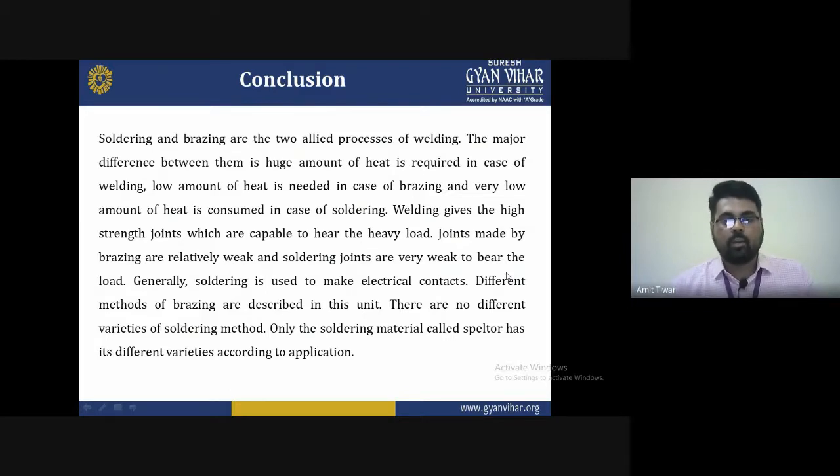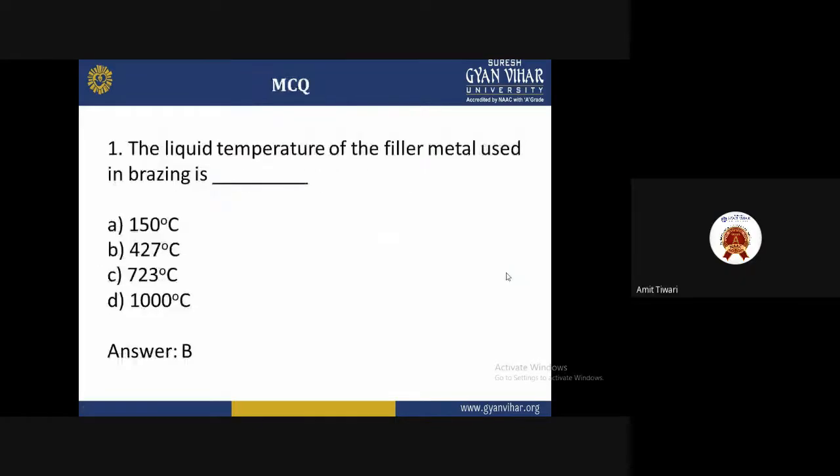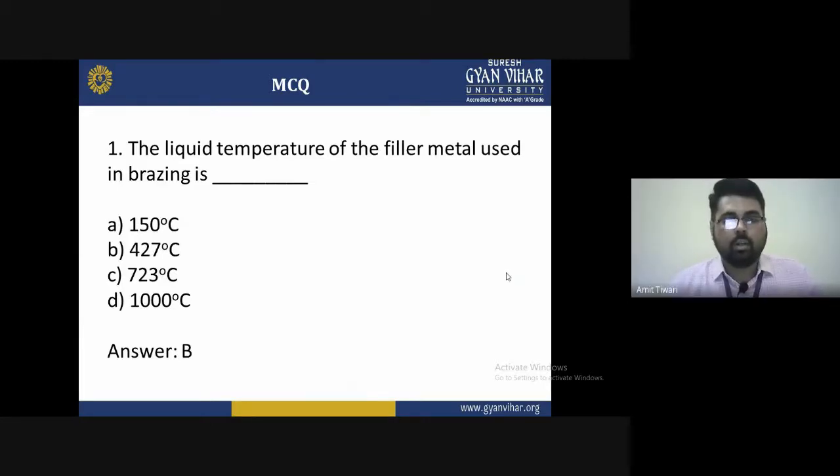There are different varieties of soldering methods, and some applications we have mentioned in the slide today for a better understanding of soldering and brazing. Now, at the end of this lecture, which is the last lecture of unit 2, I am asking some multiple choice questions.